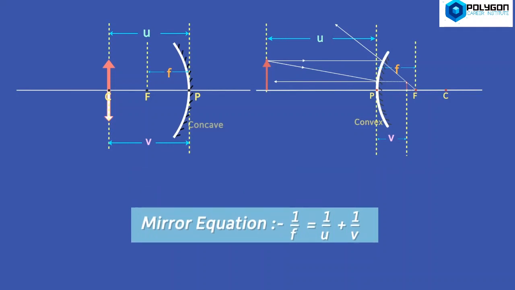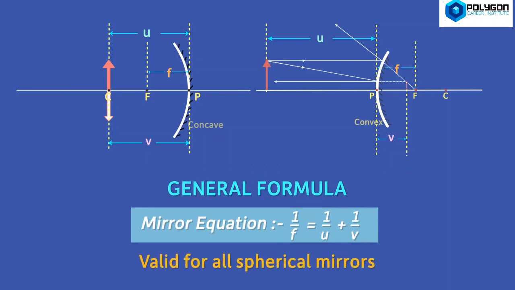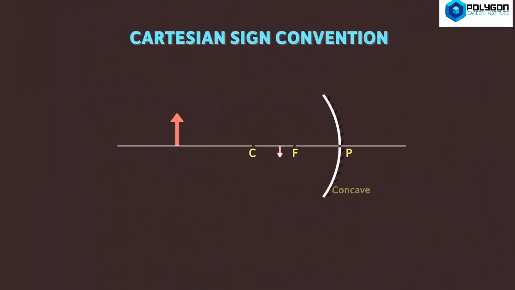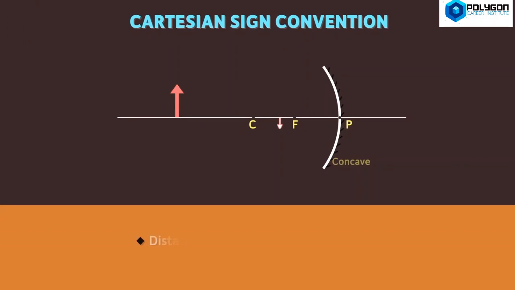As I told you, this is a general formula. It means that it's valid for all types of spherical mirrors. But it's only valid for all spherical mirrors if certain rules are being followed. We can't use this formula if these rules are not followed. These rules are also referred to as sign conventions, called the new Cartesian sign convention. And what are those rules? Firstly, all the distances parallel to the principal axis should be measured from the pole of the mirror.